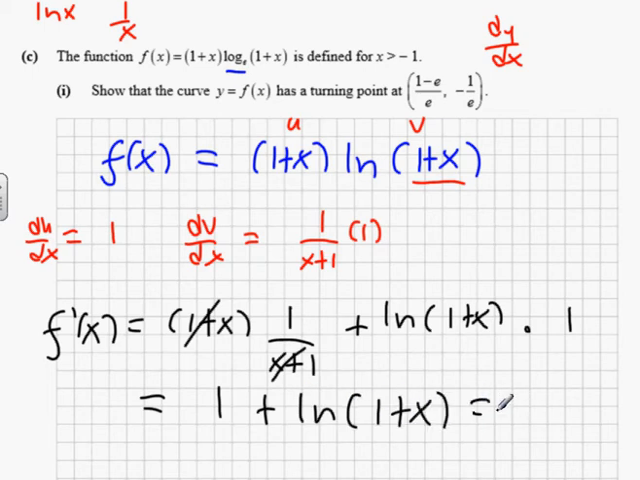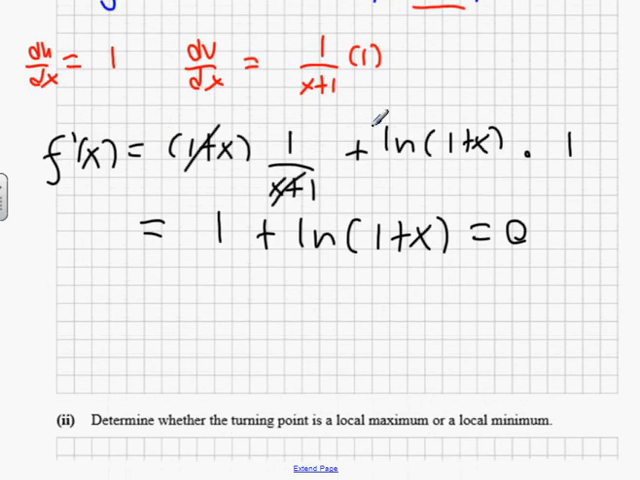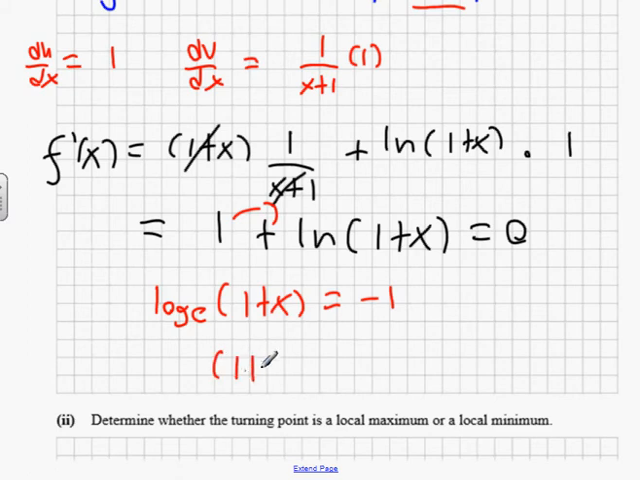Now what we know is that this has to be equal to 0, because the first derivative equals 0 for any turning points, okay? So once we're certain about that, we're going to solve this, so it's going to be ln(1 plus x) equals minus 1, bringing that over to the other side. ln means log to the base e. And remember this, okay? It means 1 plus x equals e to the power minus 1. Remember what logs mean.